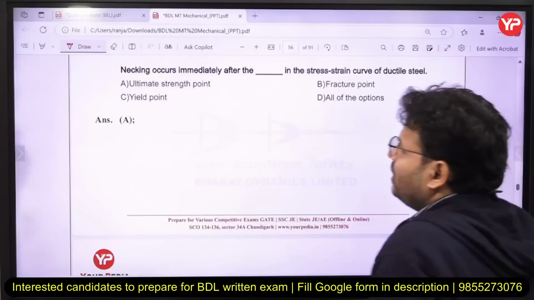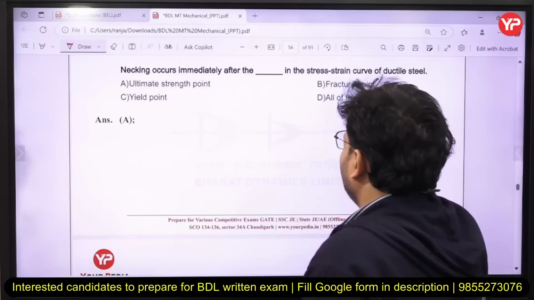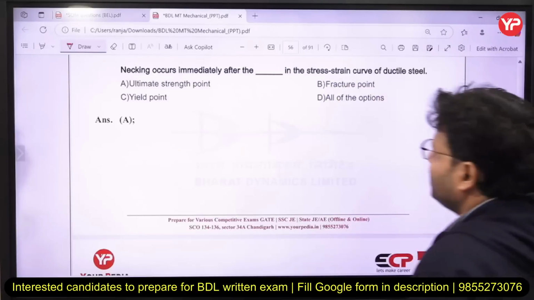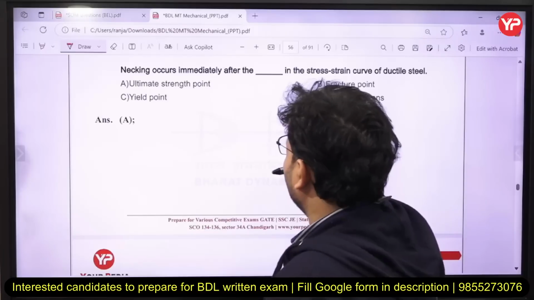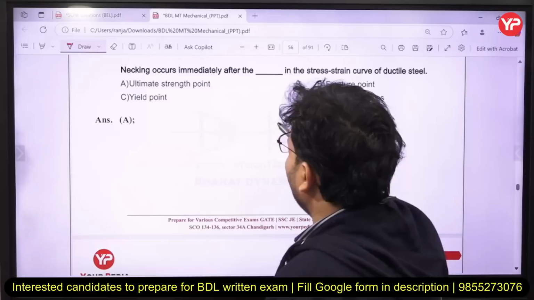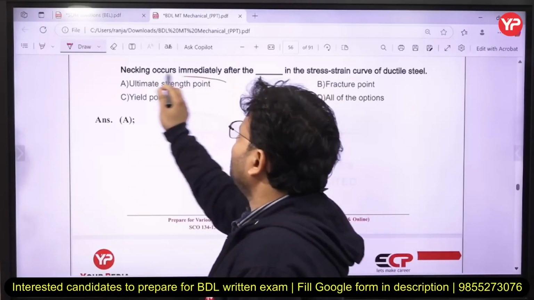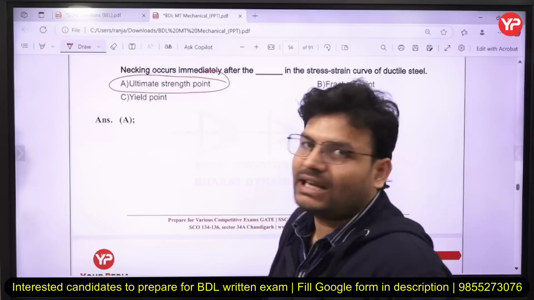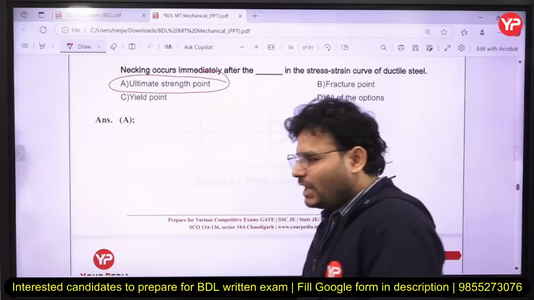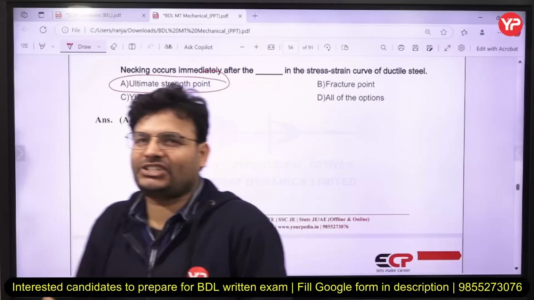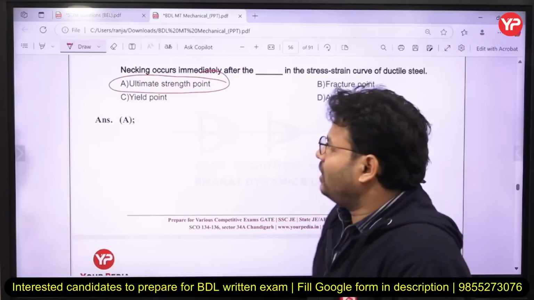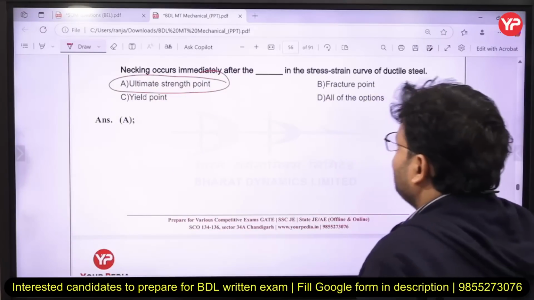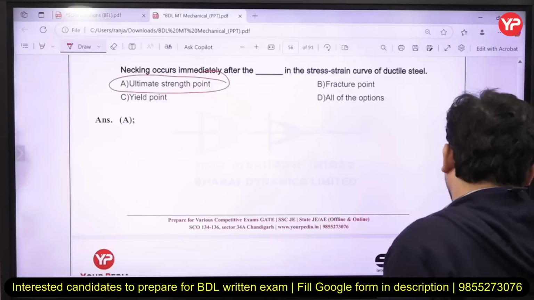Next question. Necking occurs immediately after what in the stress-strain curve for a ductile material? So where is necking going to be, my dear friends? Necking occurs immediately after the ultimate strain point. So the correct answer is A. Necking is the tendency after which your body is going to fracture under loading. Necking just starts forming at the ultimate strength point.